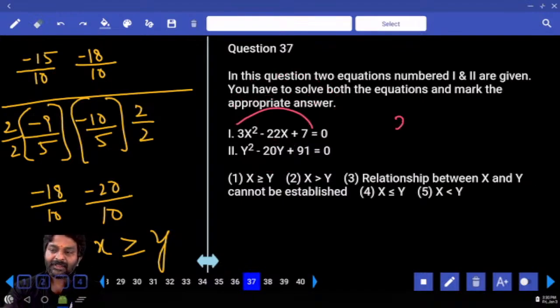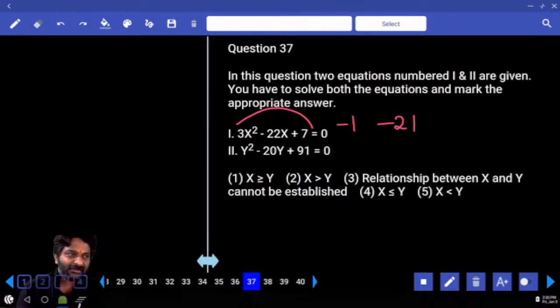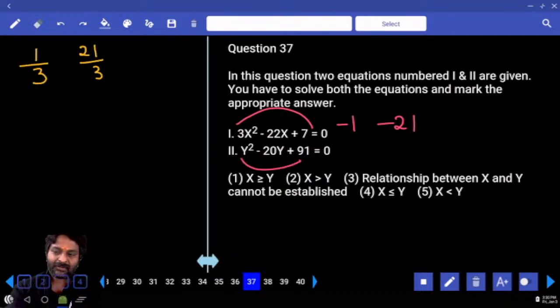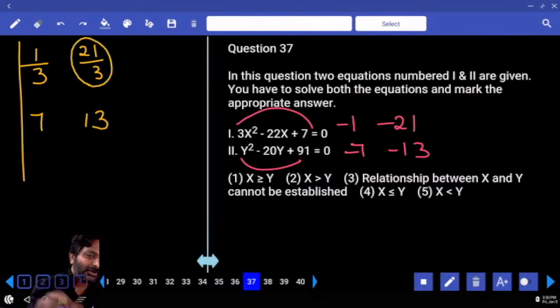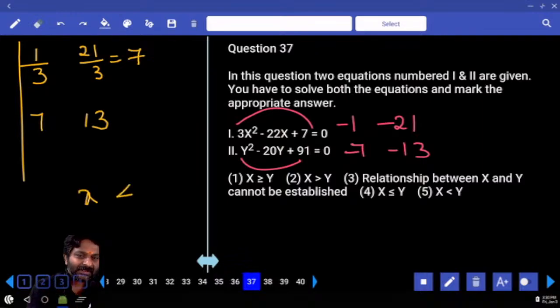21 can be written as 1 into 21, minus 1, minus 21, combination. Factors are 1 comma 21 divided by 3. Product is 91. 7 into 13, minus 7, minus 13, plus 7, plus 13. Anyway, this is less than 1. Don't worry about it. And how much is this number? 7. X is less than or equal to y.